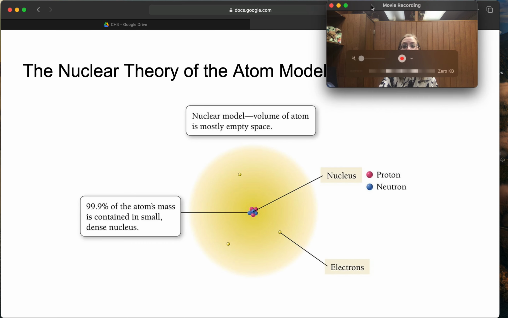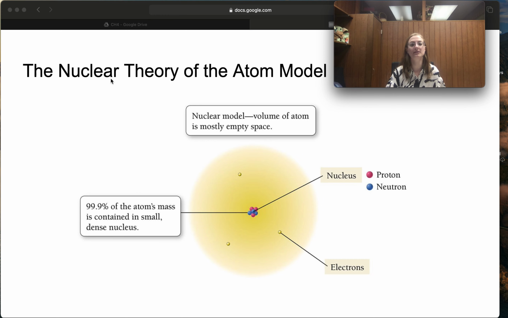So what does this look like? We might call this the nuclear model of an atom, and it is going to look something like this. You would have a dense center, the nucleus, where your protons and neutrons are located. We'll talk a little bit more about protons, neutrons, and electrons, what we call subatomic particles, in just a second. But what you need to know is that 99% of the atom's mass, almost all of the mass, is contained in this dense small nucleus space.